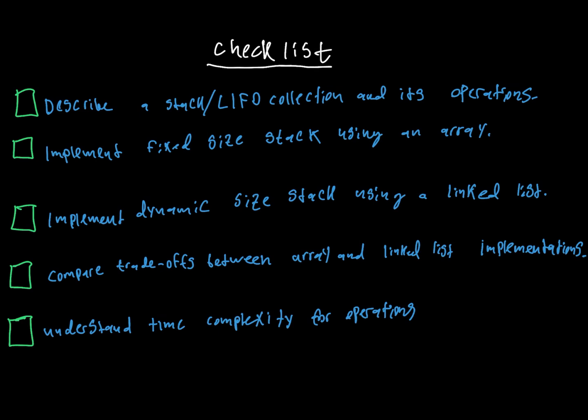So just as a checklist to see everything that we should be able to answer after this video, we should be able to describe a stack, also known as a last in, first out collection, and its operations. We should be able to implement a fixed size stack using an array. We should be able to implement a dynamic size stack using a linked list. We should be able to compare the trade-offs between an array and a linked list implementation, as well as understand the time complexity for the operations of a stack.